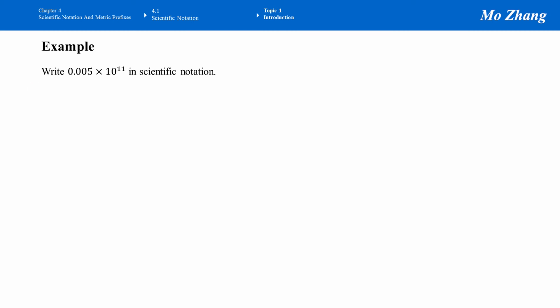This is another example. Write the number 0.005 times 10 to the power 11 in scientific notation. First, we copy down the number. If we move the decimal point to the right 3 times, that becomes 5. And then we do the opposite for the exponent. From the exponent 11, we need to subtract 3. So at the end, the answer is 5.0 times 10 to the power 8.